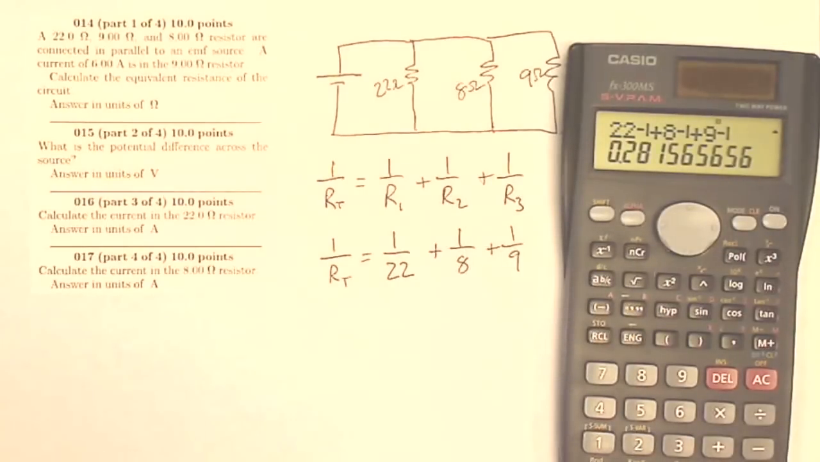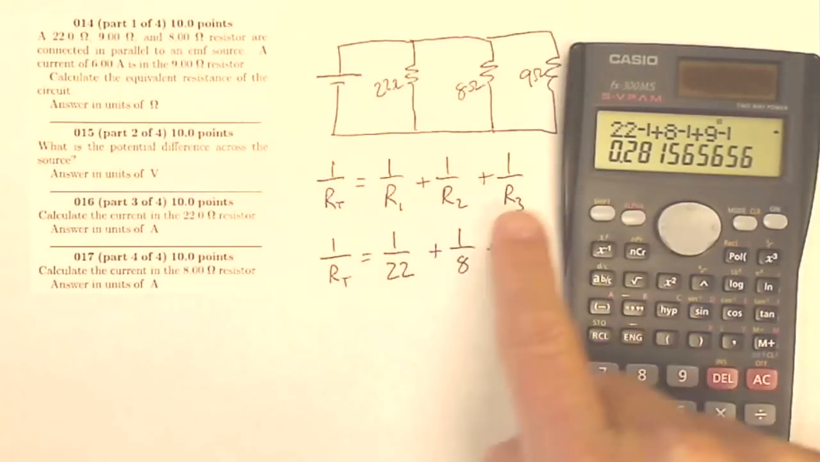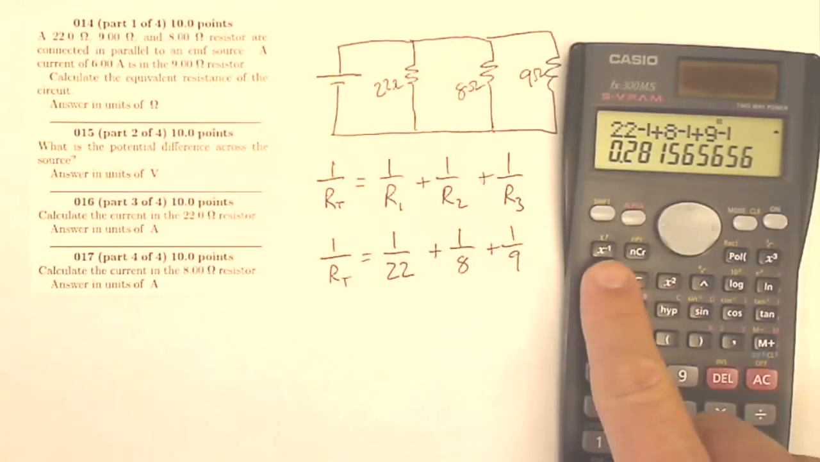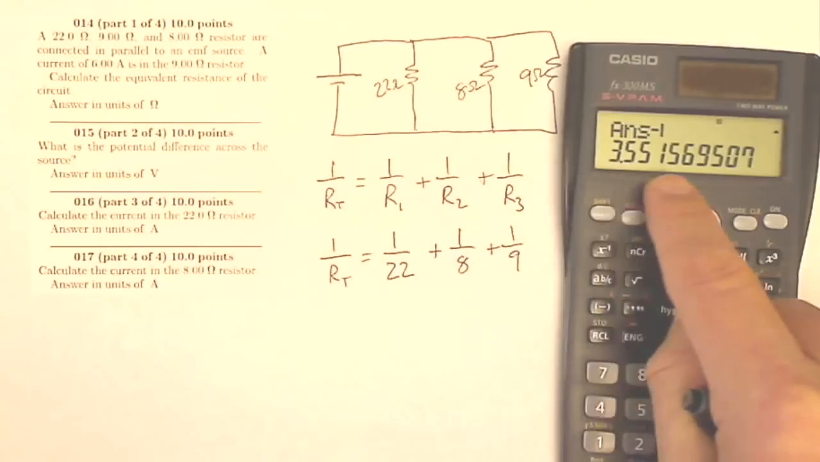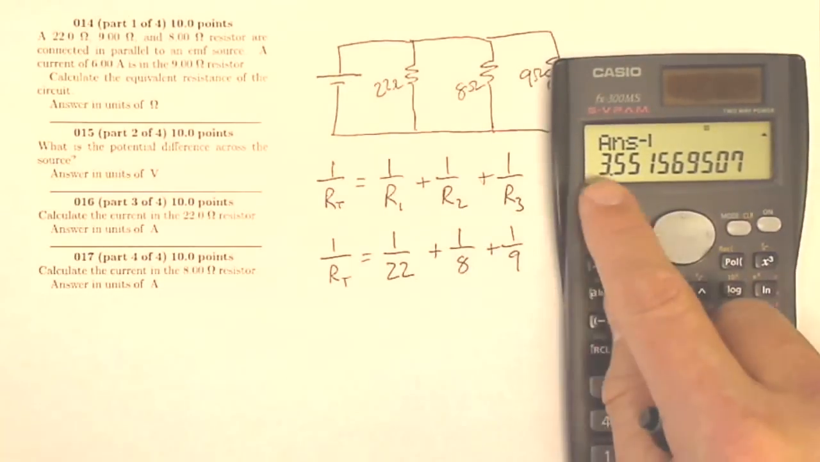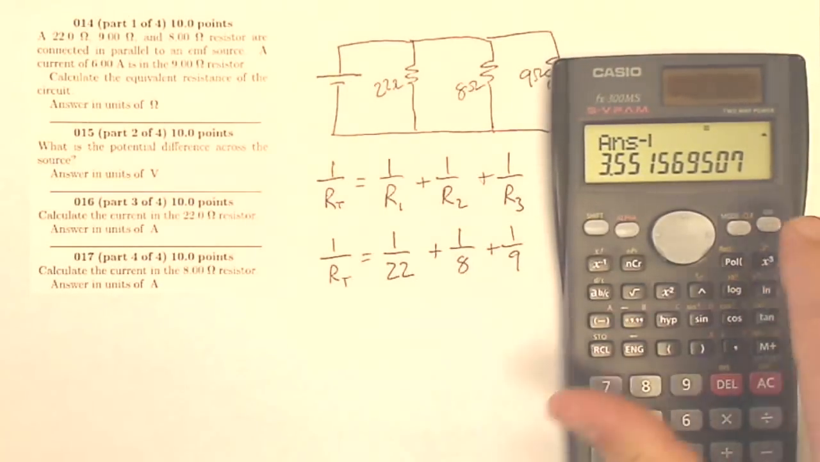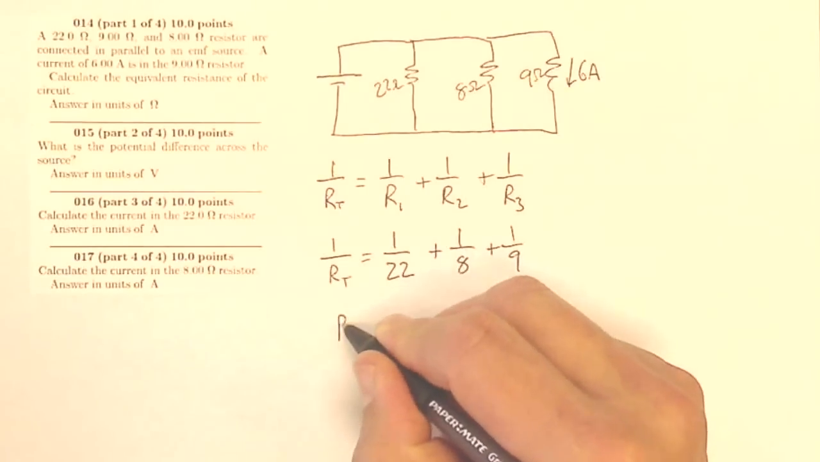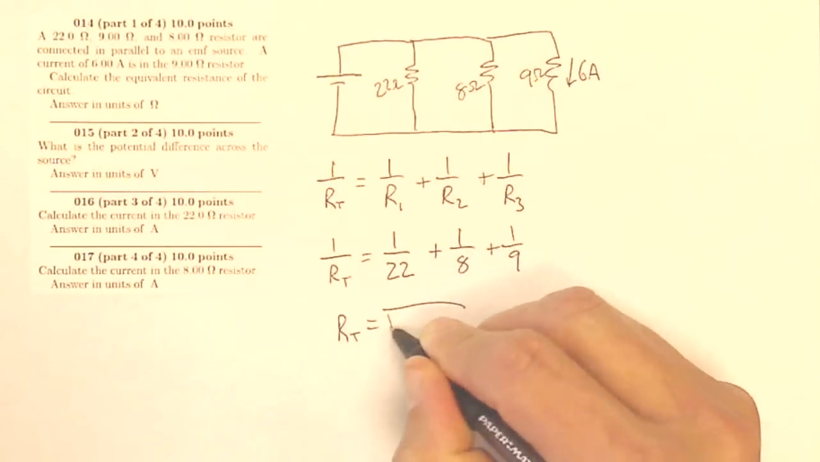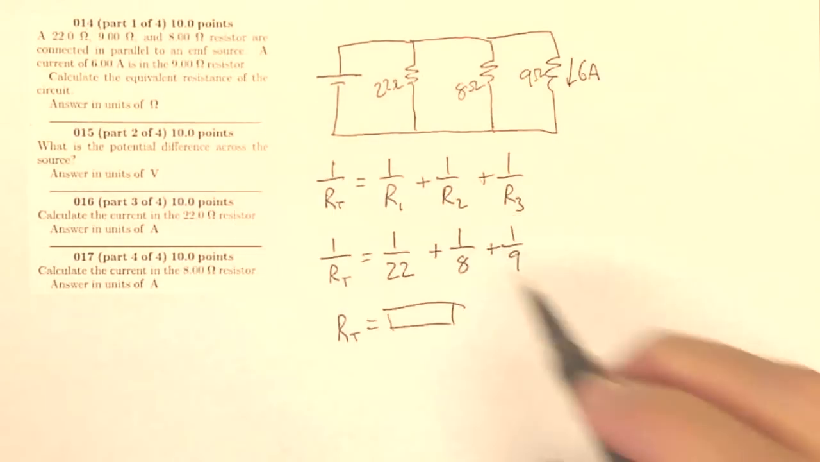I'm going to hit equals. That number is not our total. That's 1 over our total. So I need to, again, hit that x to the negative 1 button and hit equals. And that gives me my equivalent resistance of 3.55, 3.55156. So that gives me my equivalent resistance, my total resistance of the circuit. So that is question number 14.